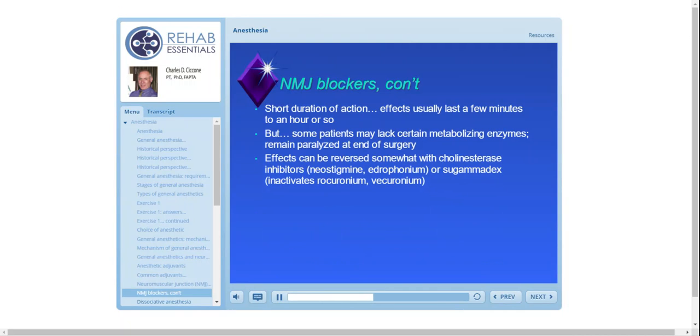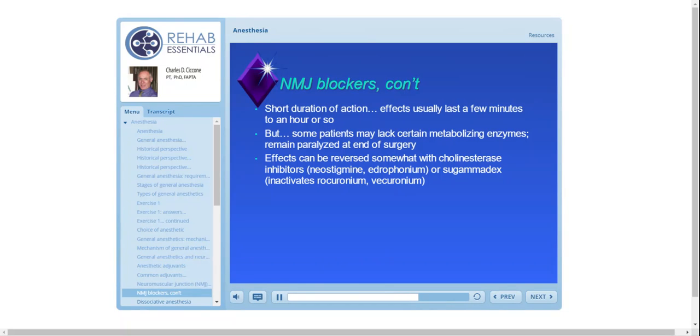The effects can be reversed somewhat by cholinesterase inhibitors. If the drug blocks the acetylcholine receptor, these drugs like neostigmine, edrophonium, or other drugs actually inactivate certain drugs in this group, like rocuronium and vecuronium, those are two of the depolarizing blockers. So there are things that can be done to help speed up this process. And once again, you may see this done in a patient that comes out of the surgery, but the neuromuscular junction blocker is still in effect.